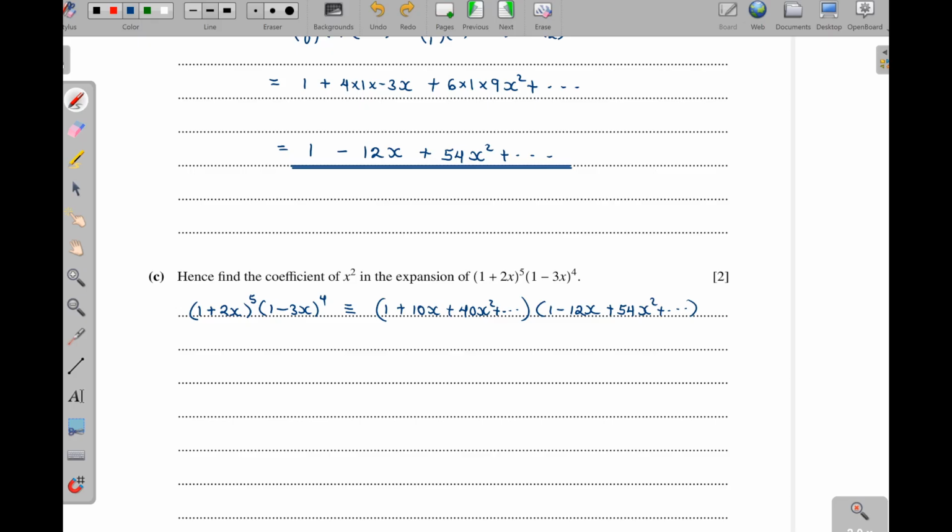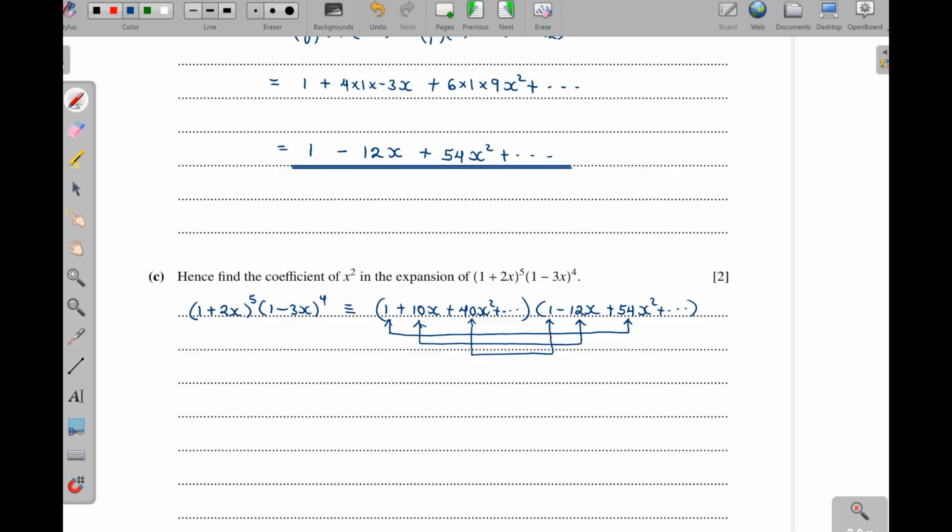But we are only interested in the terms that are going to multiply out such that they end in x squared. You see that? So that means this one here will multiply with 54. You see that? Then we have 10x here will multiply with negative 12x. You see that? Then lastly, we have 40x squared will multiply with this one here.